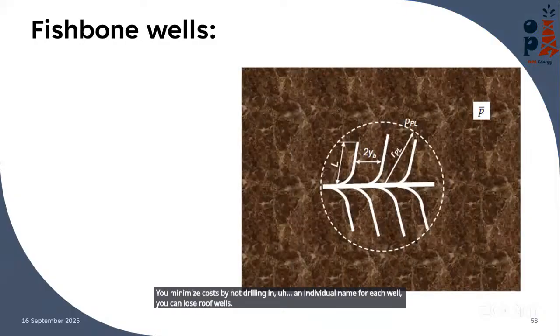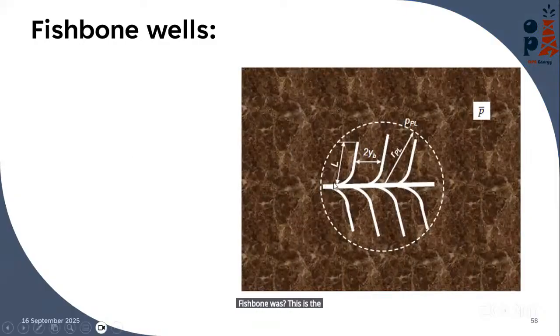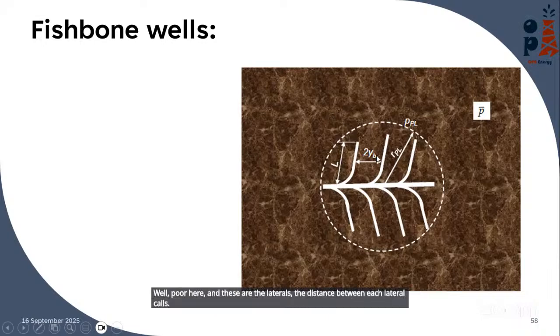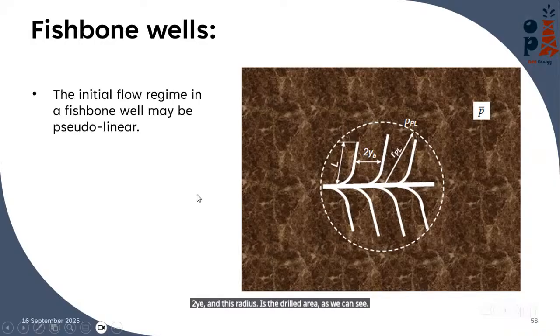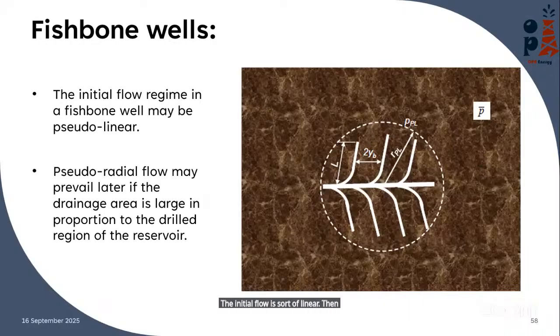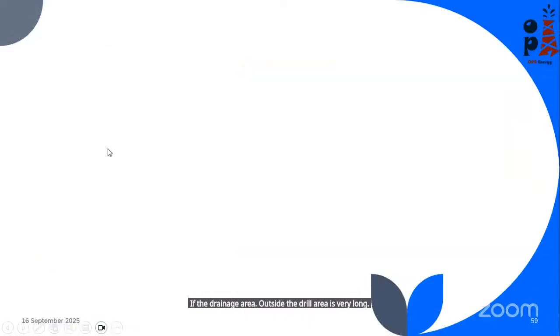Fishbone wells: this is the main wellbore here, and these are the laterals. The distance between each lateral is called 2ye, and this radius is the drilled area, as we can see. The initial fluid flow is pseudo-linear. Then finally, pseudo-radial flow may prevail later in drainage if the drainage area outside the drilled area is very large. So you have two systems.